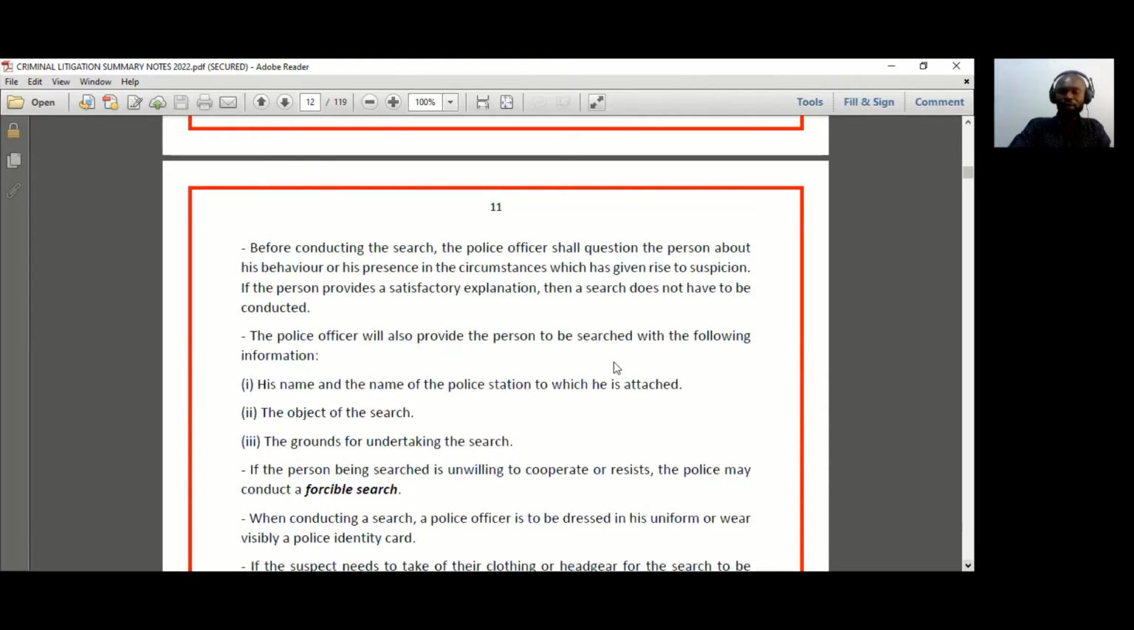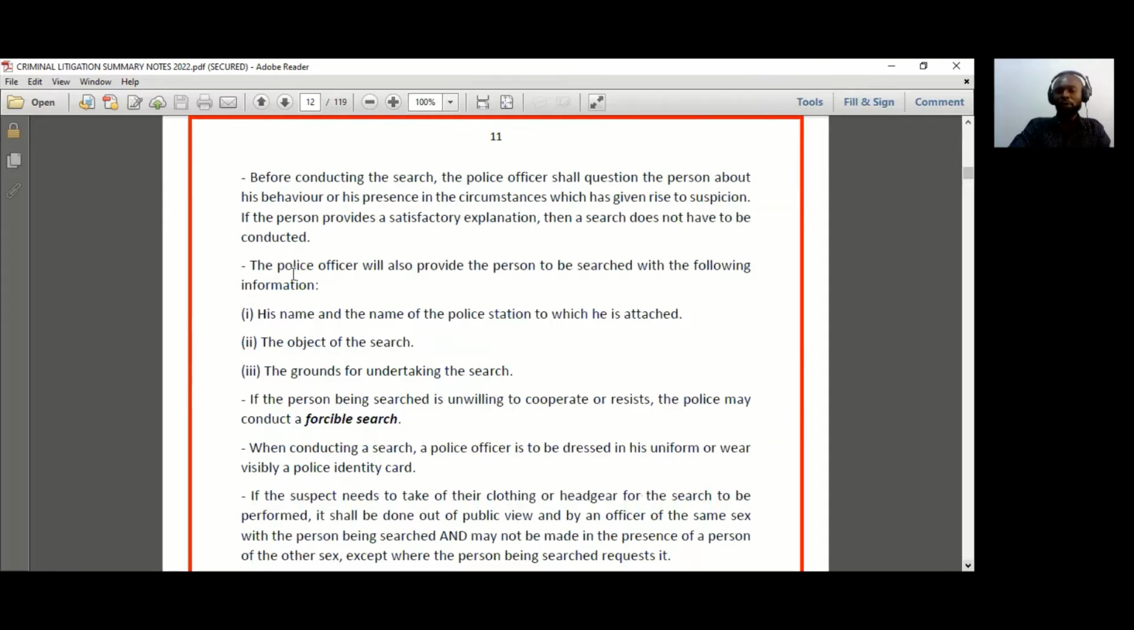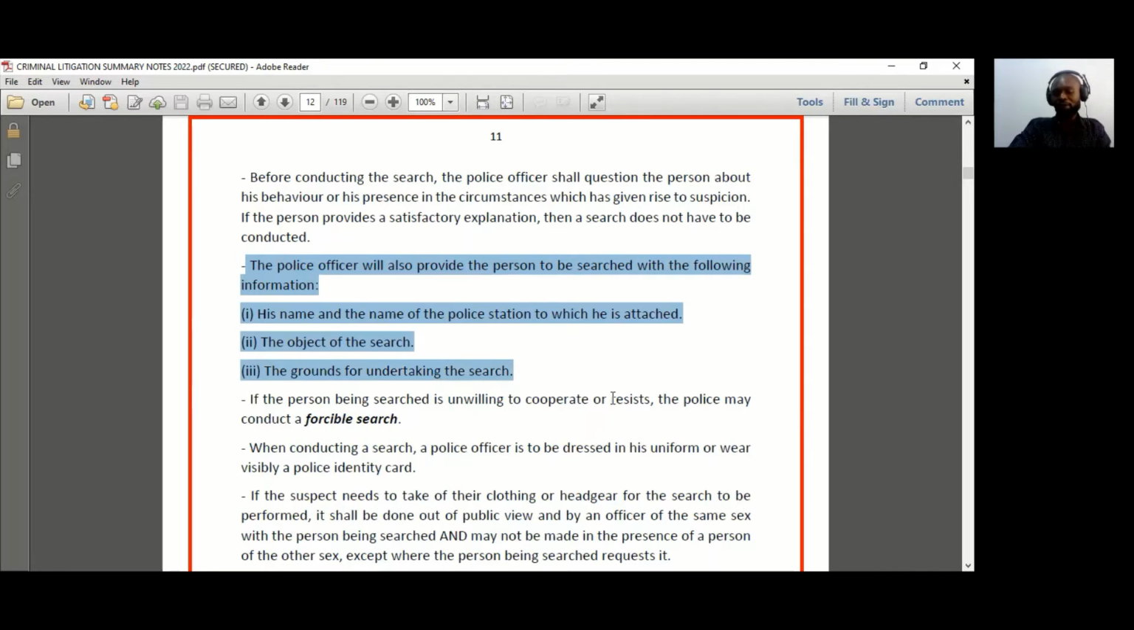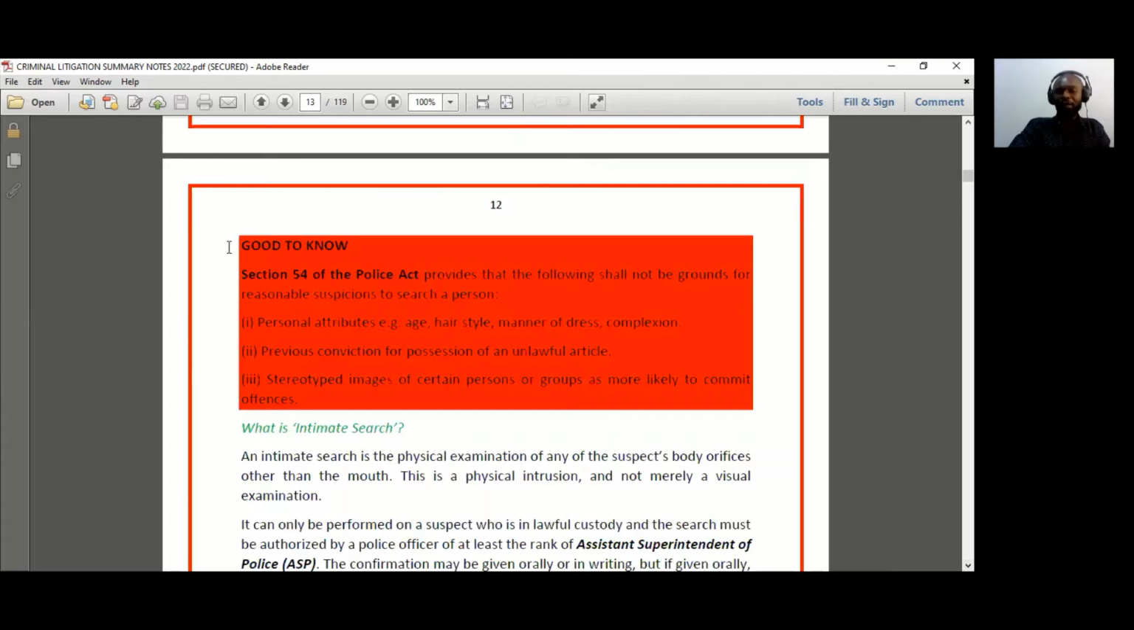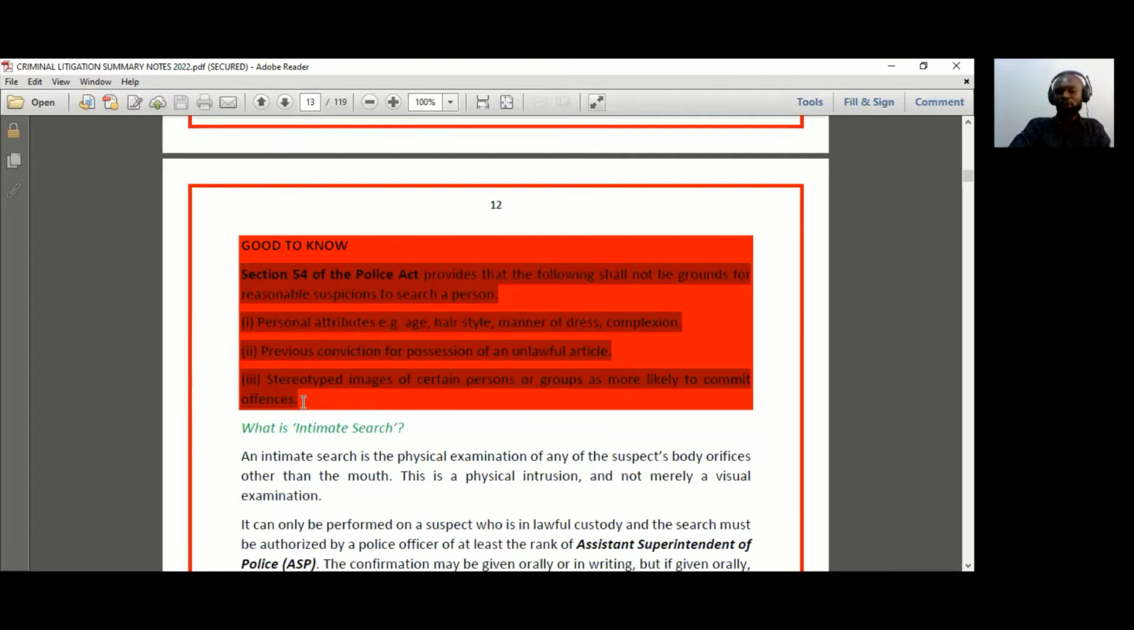Now, the Act also provides that the police officer who would make the search would provide the suspect with the following information. One, he must provide the suspect with his name and the police station to which he is attached, the objects of the search, and also the grounds for undertaking the search. Now, if you go to Section 54, you'll find that the Act disqualifies certain things as being possible grounds on which the search can be made.